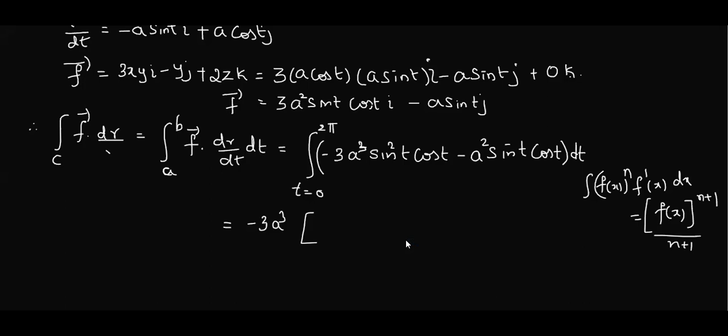Exactly, same formula. Let me see who will tell me the answer first. Try to relate this to this formula. First, what I've done here, I've increased the power of this f of x by 1, divided by the increased power. What is my f of x here? It is sine t. Increase its power by 1. What will we get? Sine cube t by 3. Very good. So what are the limits? 0 to 2 pi. Similarly here, this a square I'll write out.